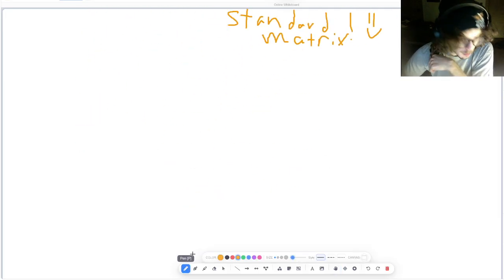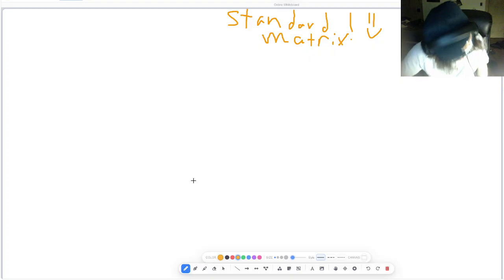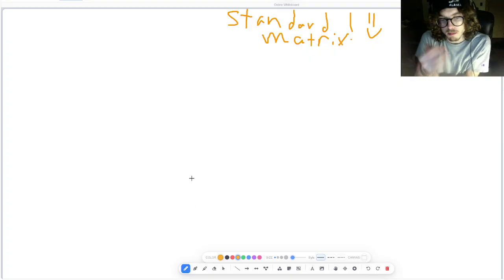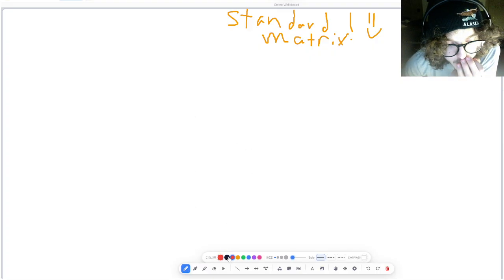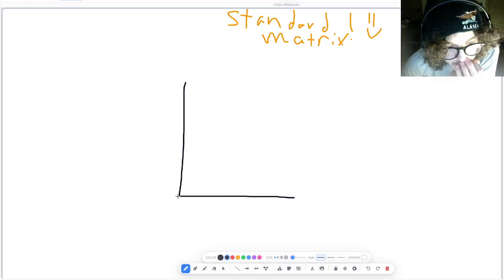So let's give an example of one. The book that I have here gives too complex an example, so I'll just pull one out. Let's say we're in R2, simple xy.